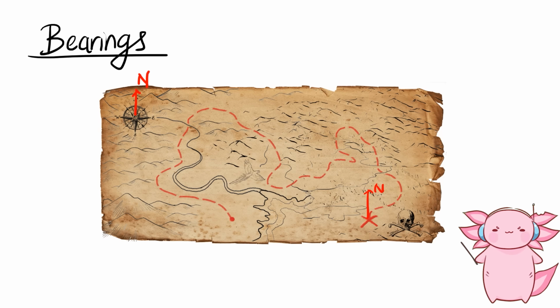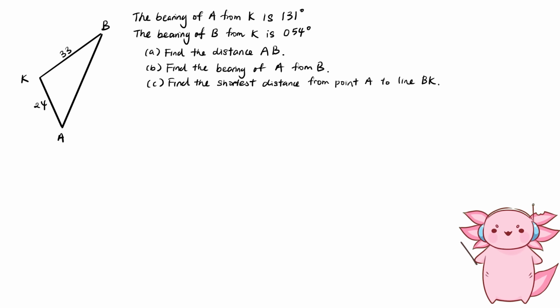Bearings kind of remind me of those pirate ship maps. So for this question, when they say the bearing of A from K, the first step is to draw a north on the second letter, which is K. Now we're gonna go clockwise from the north until we hit the line AK. So this angle over here is the bearing, which is 131 degrees.